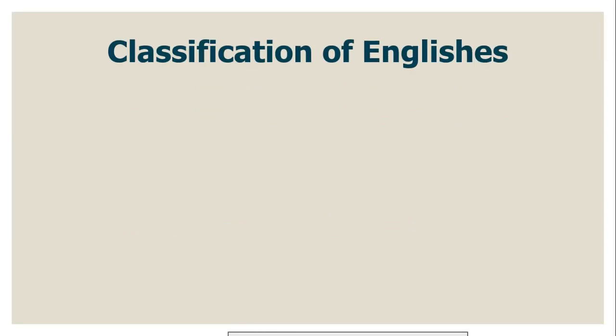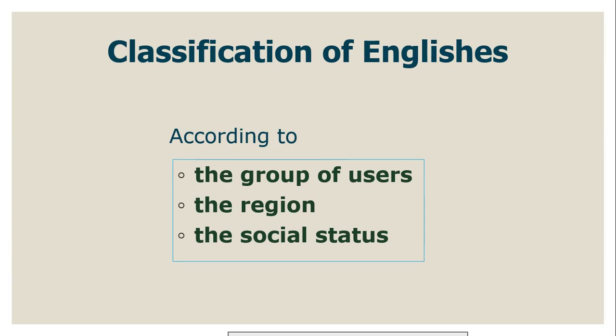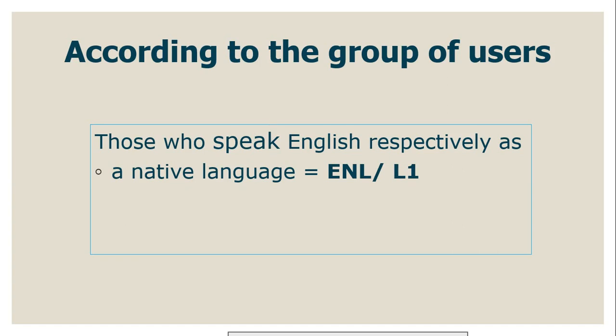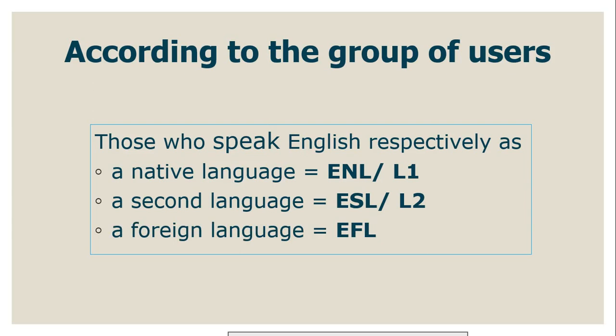When classifying World Englishes, we base on the group of users, the second one we base on the region, and the last one we base on the social status. In terms of the group of users, we have those who speak English as a native language, abbreviated to ENL or L1. The second one, those who speak English as a second language, abbreviated to ESL or L2. And the last one, those who speak English as a foreign language, like in Vietnam, abbreviated to EFL.